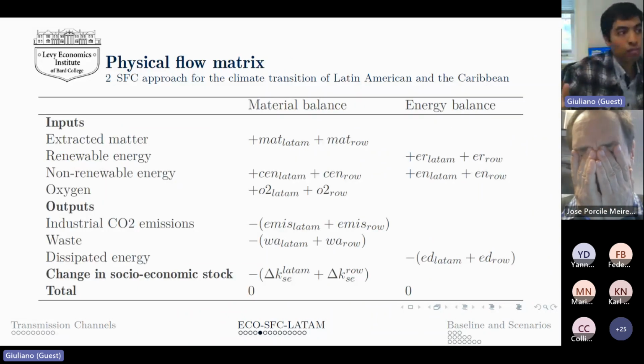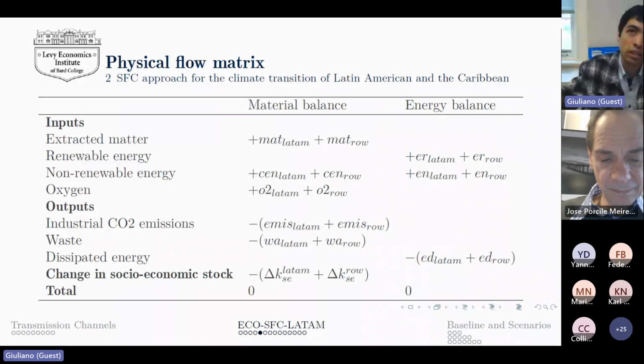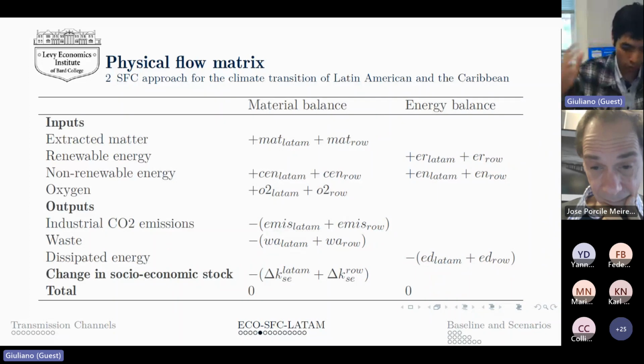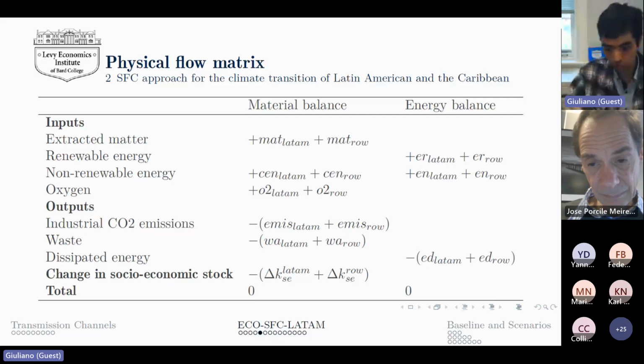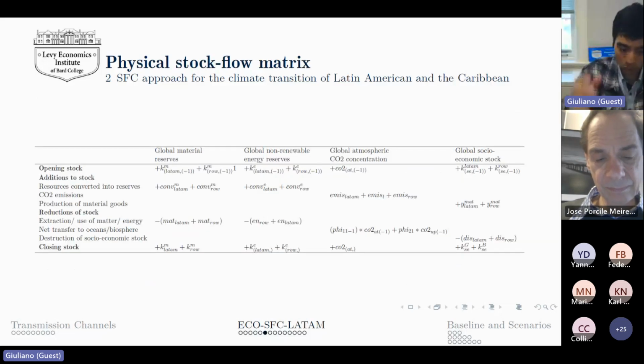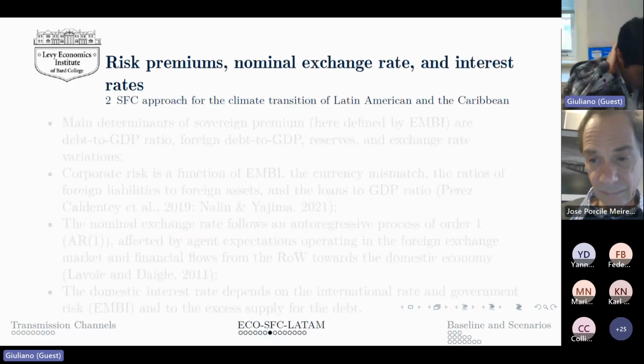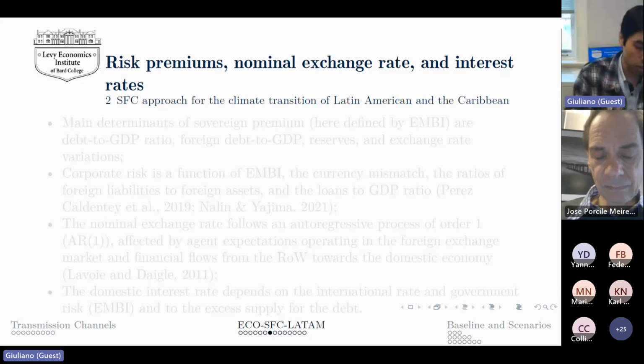And since we have the rest of the world, it makes sense from the accounting perspective of the material, the physical flow matrix and the physical stock flow matrix, to consider actually the material and energy balance from either the sort of the Latin American region and from the rest of the world. So it will be depicted in these two matrices. So let me go through some of the most innovative part of these models.